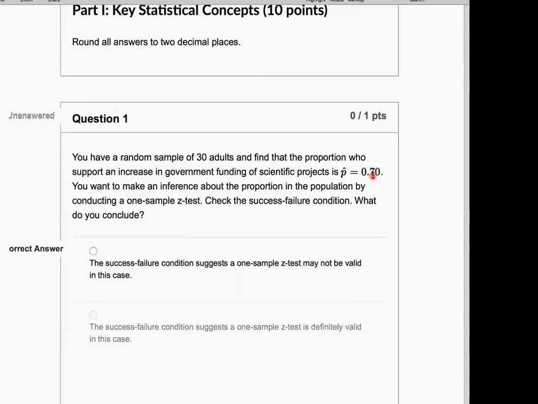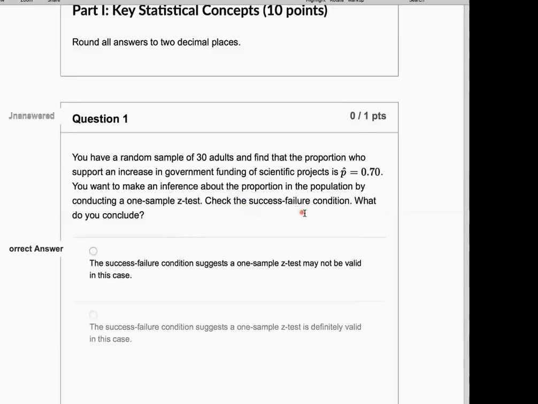And by definition it's p hat. If you remember the notation from the course slides, the course module, the hat refers to a characteristic of the sample, as opposed to p, which references the population parameter. So just keep in mind that p hat equals 0.70 is, by notation, a description of the sample. Now we state the following: you want to make an inference about the proportion in the population conducting a one sample z-test. Check the success-failure condition. What do you conclude?